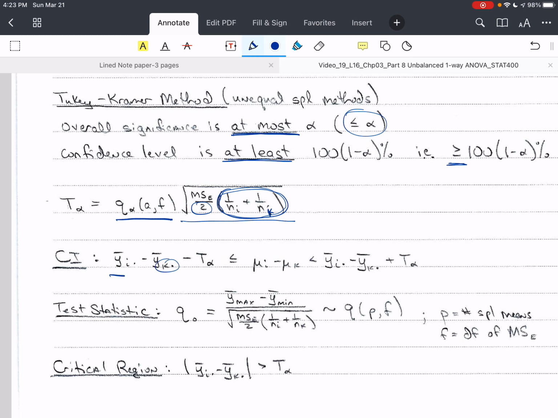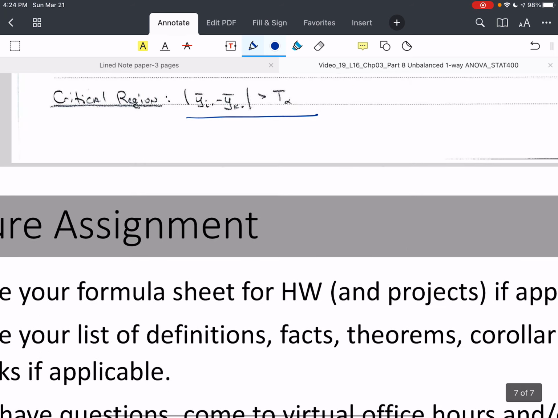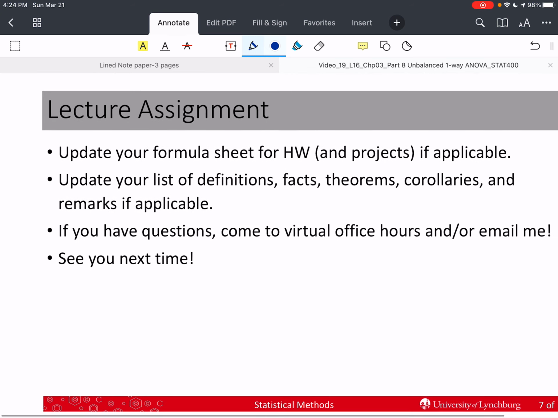And then we have our confidence interval, so it's the difference in means minus t sub alpha, the difference in means, and the difference in means plus t sub alpha. And our test statistic is the same as before, but again, we have this 2 on the bottom, and we have 1 over n i plus 1 over n k here for our sample sizes. And the critical region is given exactly the same as it was before. The absolute value of the difference of the means is greater than our critical value, t sub alpha. So those are the different formulas that have to be updated for an unbalanced design.